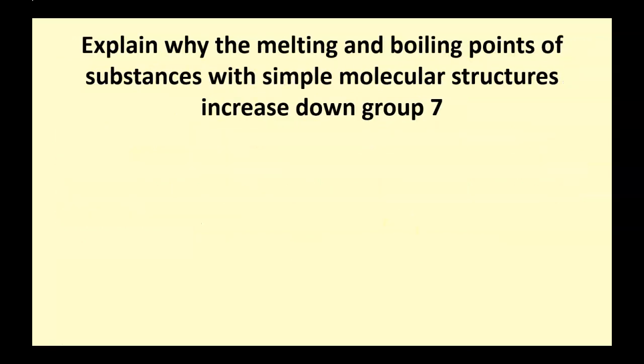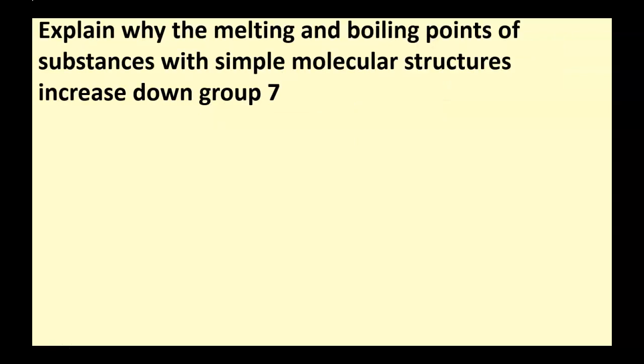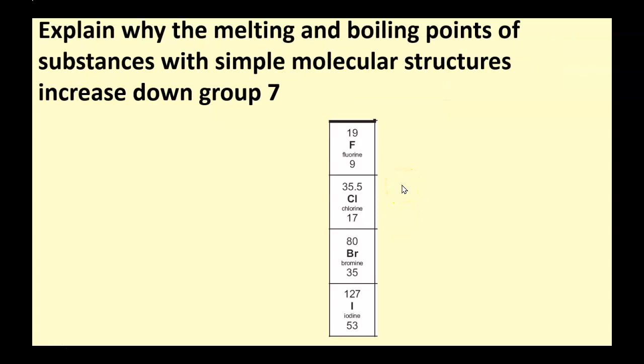The next thing is, why do the melting points and boiling points of substances of simple molecular structures increase down group 7? This question could also be, why do larger molecules have higher melting points and higher boiling points? So if we look at the halogens, what information are we given? So it must be something to do with some of the data given.